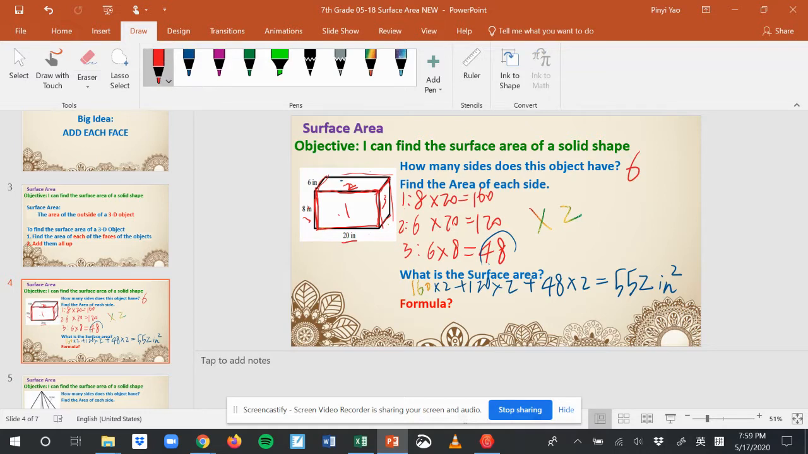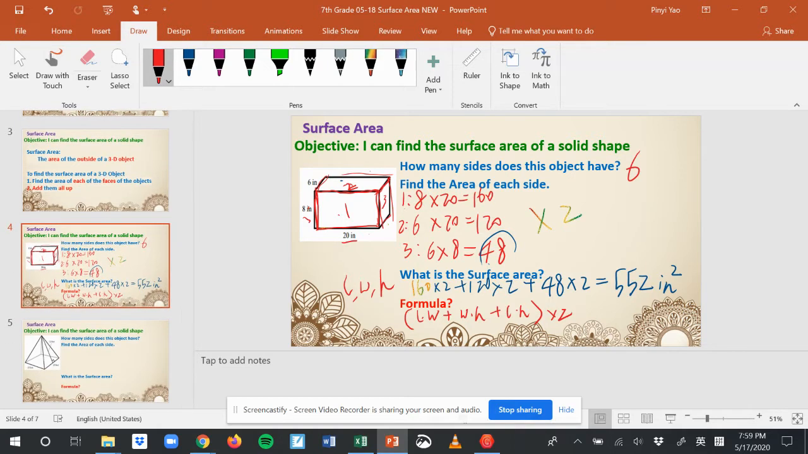As for the formula, since in a rectangular prism we're always going to be given a length, width, and height, we need to multiply length and width together, width and height together, length times height, but everything needs to be multiplied by 2. So that is the formula. Okay, that's the first example.